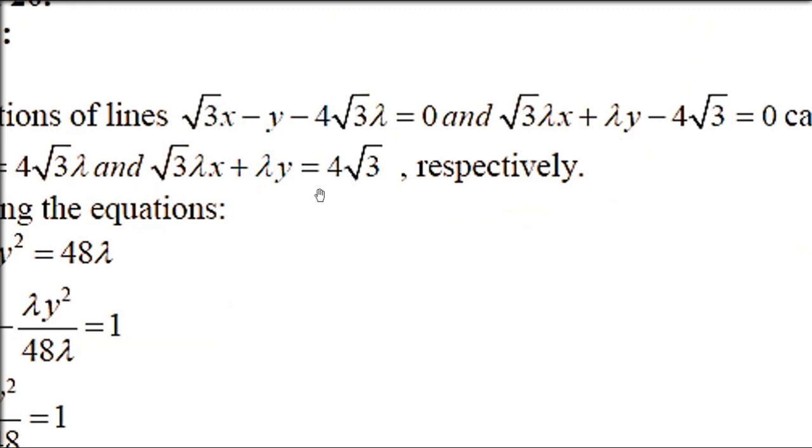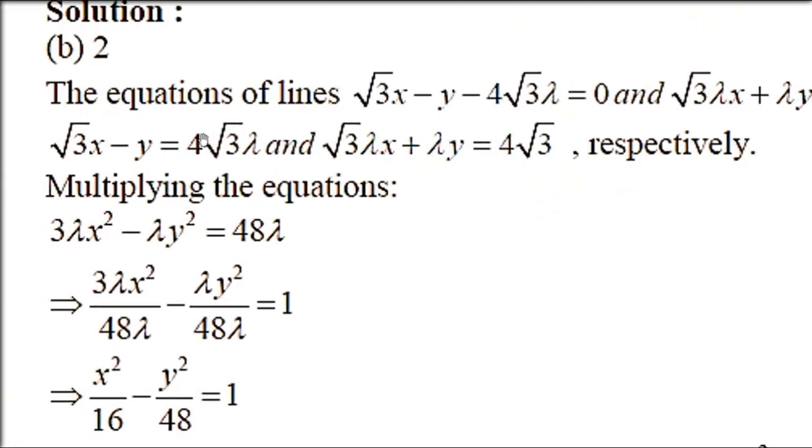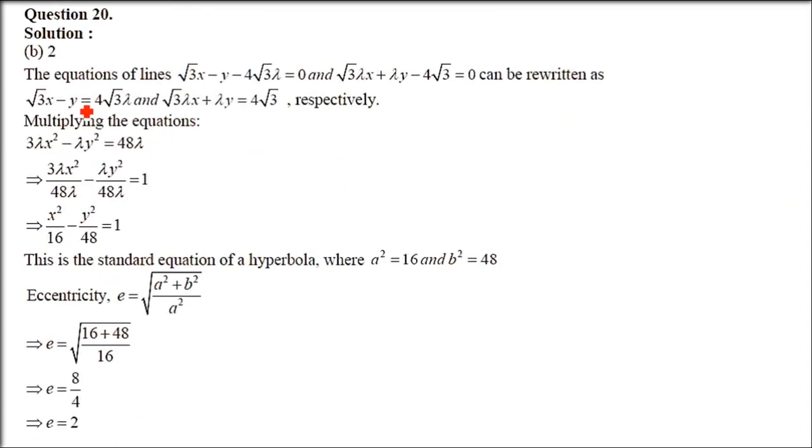So this equation has 4 minus 4 root 3 lambda, and 4 root 3 on the right hand side. We have the same equation, but we are multiplying the left hand side and right hand side. Right hand side will be 4 root 3 lambda into 4 root 3. 4 4s are 16, root 3 into root 3 is 3, 16 into 3 is 48. So 48 lambda on the right hand side. But what about the left hand side? You multiply the left hand side.